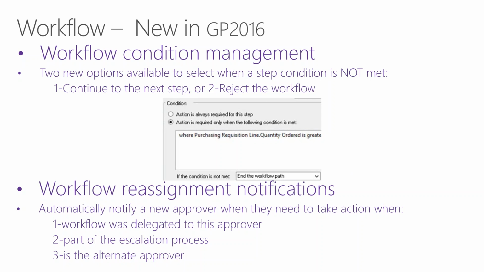You can also have workflow reassignment notifications. So if they have a delegate approver, then that person could get those emails for a workflow that was delegated to them as an approver, part of an escalation process, or if they're the alternate approver.